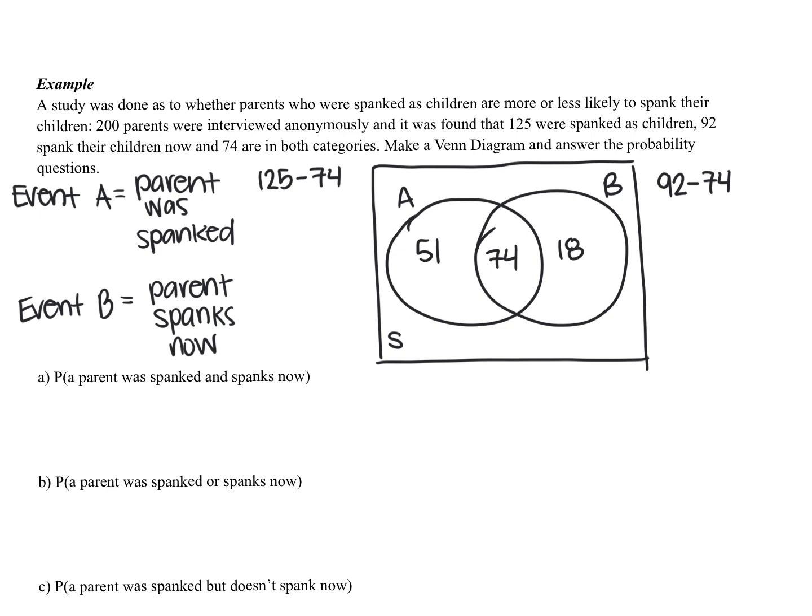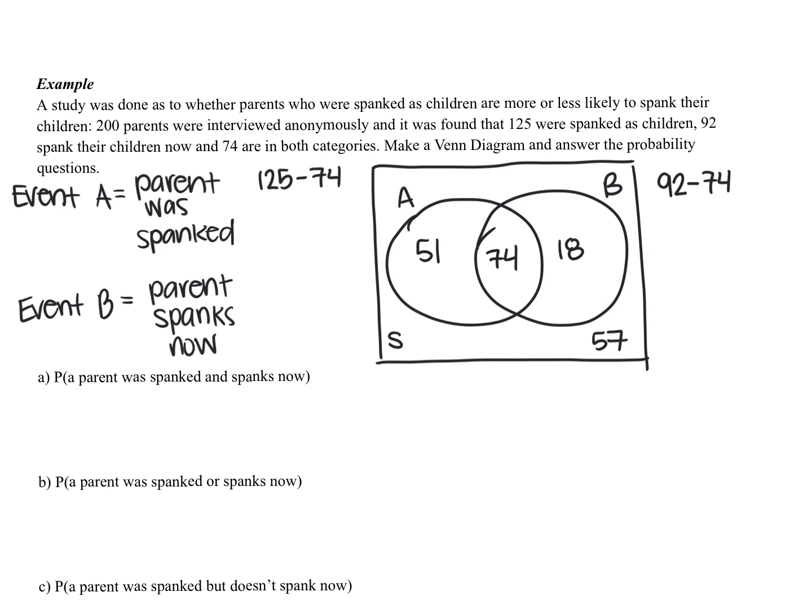My last step is to find my neither. So far I have accounted for the parents who were spanked and the parents who spank their children now. But if I add 51, 74, and 18, I don't get 200, which is what my total sample space involves. When I add those together, I get 143. Then I'll do 200 minus 143, and I get 57 who fall outside, who were not in either category.